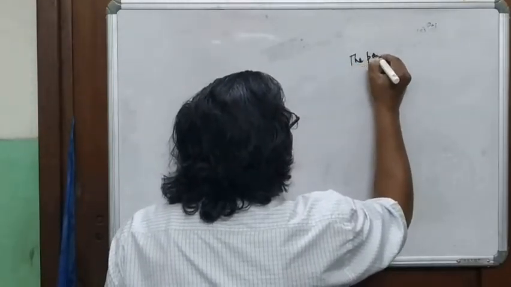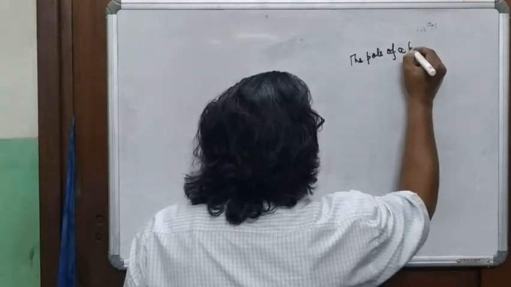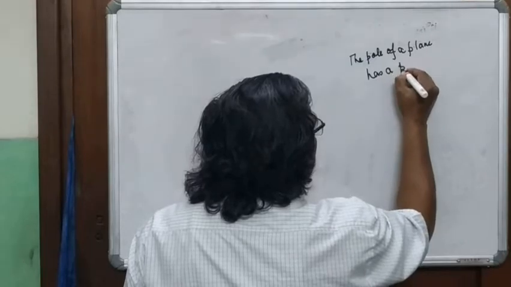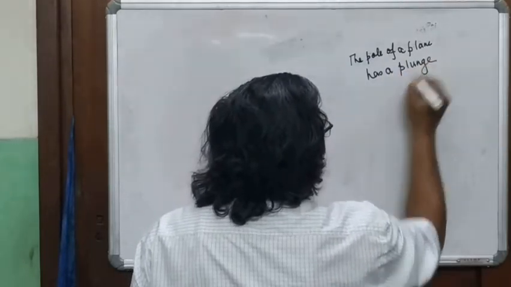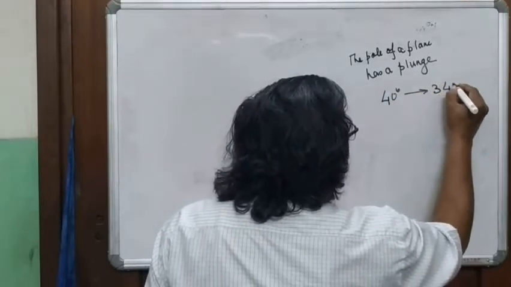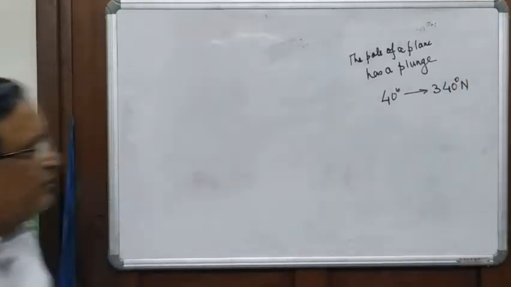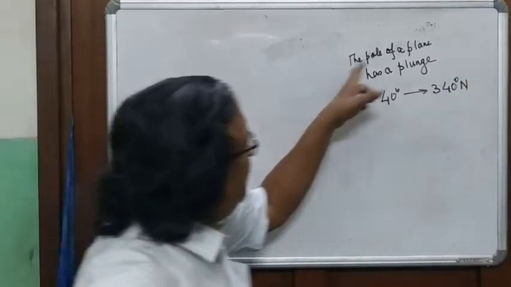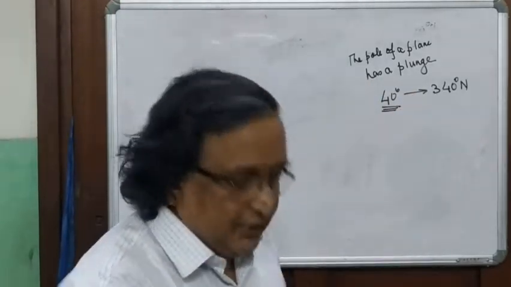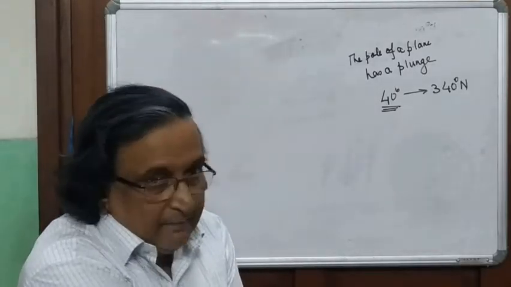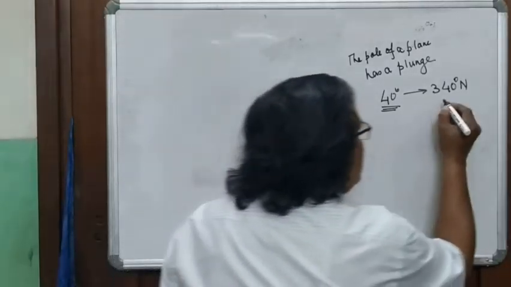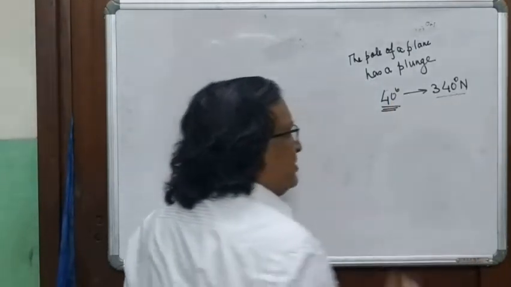The pole of a plane has a plunge of 40 degrees towards 340 degrees north. Now that's where it is. The pole of a plane has a plunge of 40 degrees. That means this is the amount of plunge. If there is a line, this is the amount, and 340 degrees from the north. So this is the magnitude, this is the direction.